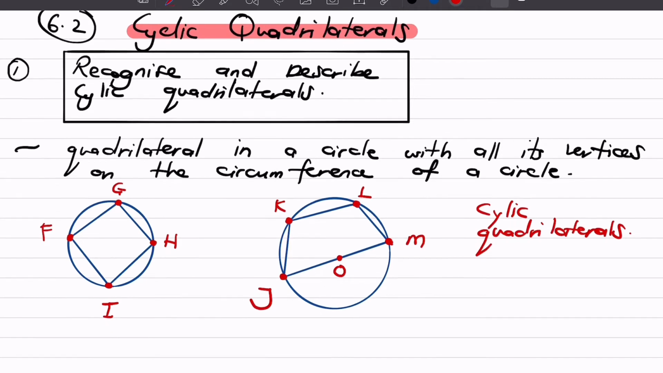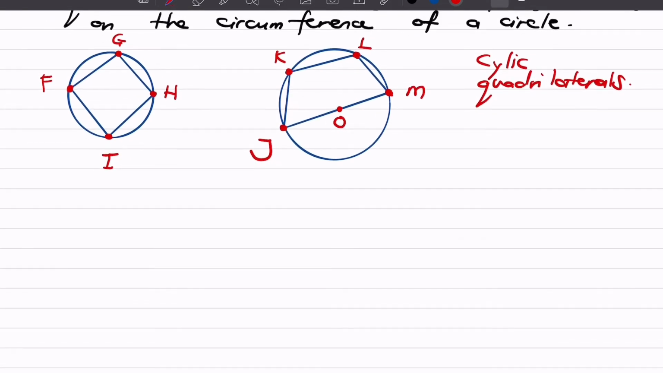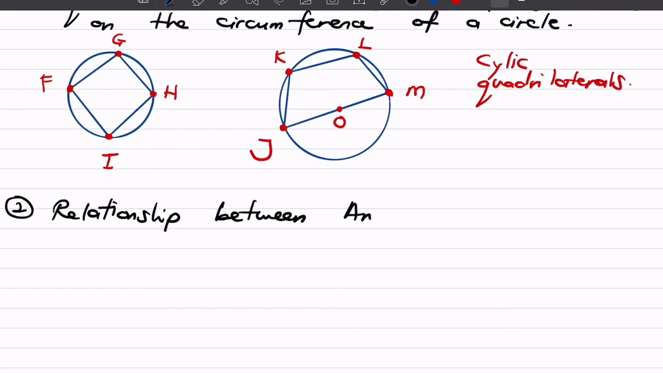Okay, so I go to the next part, which is the relationship between angles of a cyclic quadrilateral.